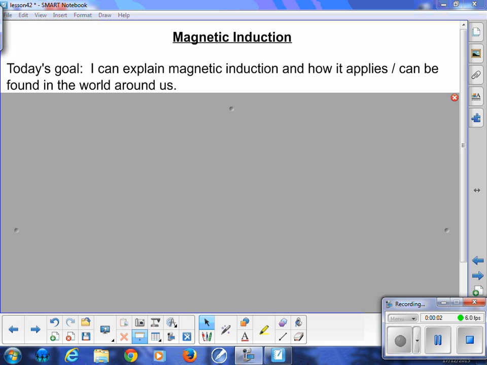Hello and welcome to the last lesson in unit number 3, talking about magnetic induction. So today's goal, I want you to be able to tell me what magnetic induction is and how it applies to the world around us. What are the applications that exist for it?